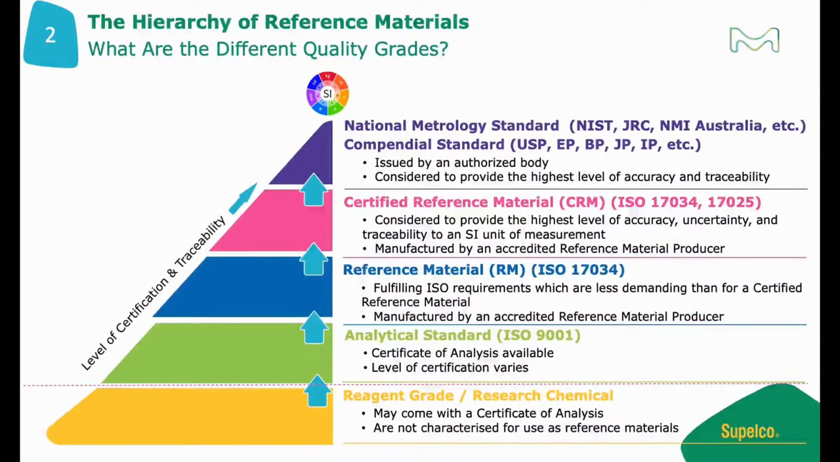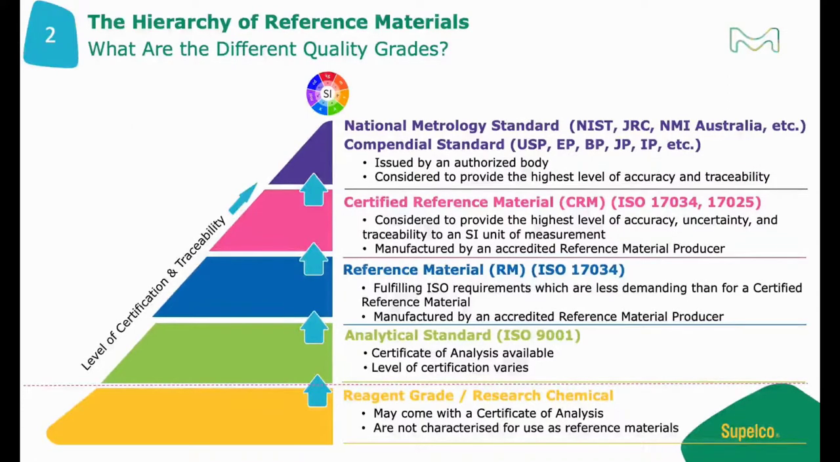RMs fall one level lower as they are manufactured and tested to a level less demanding. For both of these quality grades, certificates of analysis must be provided, and the information contained within is defined by ISO. Also note that while reference materials is a quality grade, it can also be used as a general term to encompass all quality grades within the pyramid.